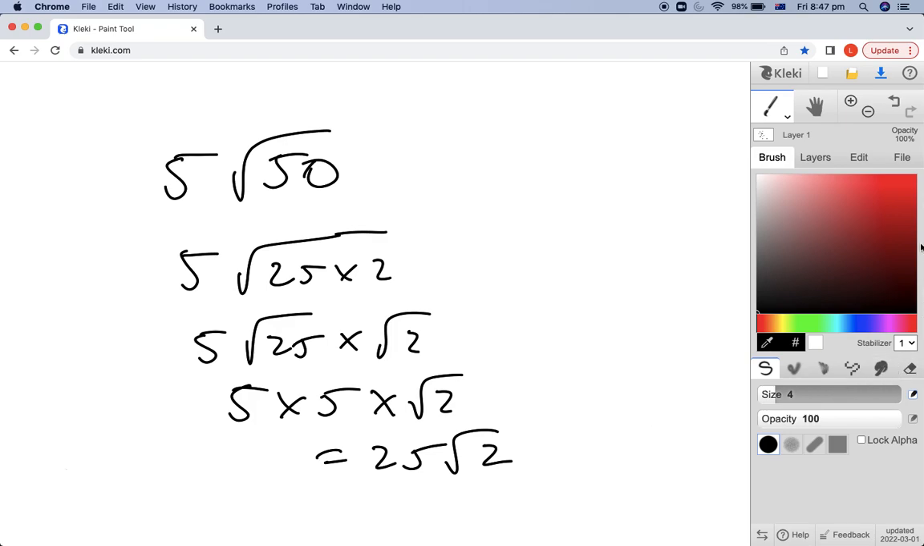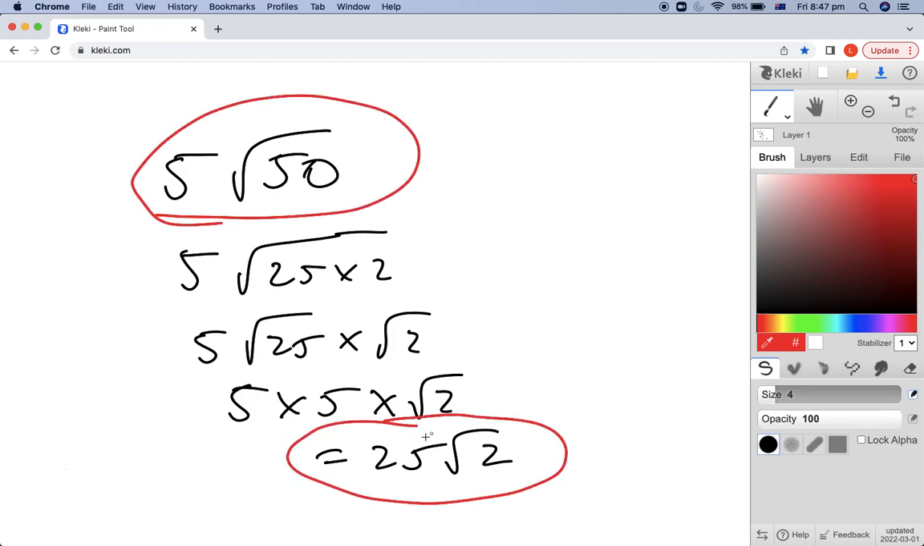Perfect. And just as a tip, if you want to check that this is right, you can plug this in the calculator, and you can also plug the original in the calculator too, and make sure they equal the same thing. If they do, then that's how you know your answer is correct.